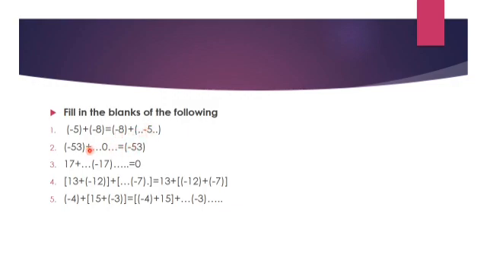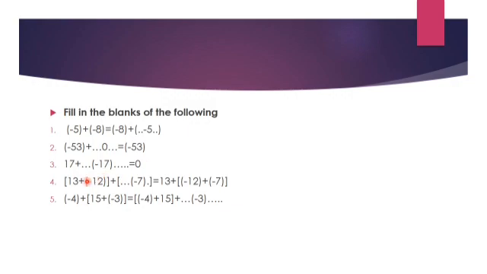Then second case, minus 53 plus an unknown number, then the result is minus 53. Then which number do we add? 0. It's very simple, 0. Then 17 plus an unknown number, then the result is 0. Then which number do we add with 17? Minus 17. The same number with the opposite sign, we get the answer as 0. You got it? The answer is 17 plus minus 17, and we get the answer as 0.